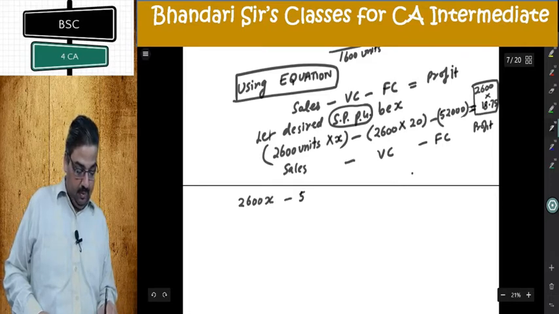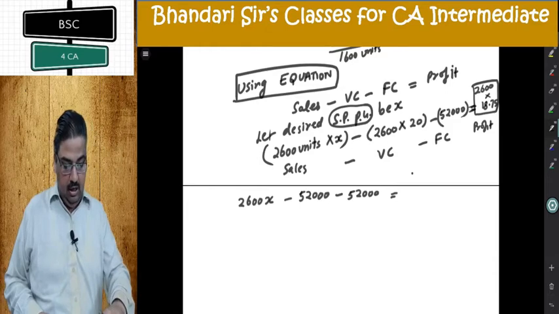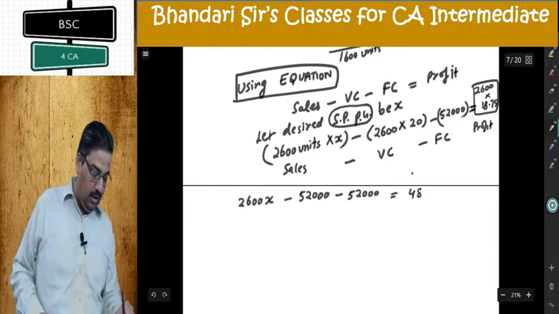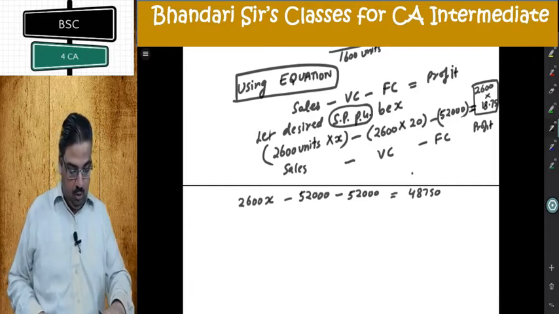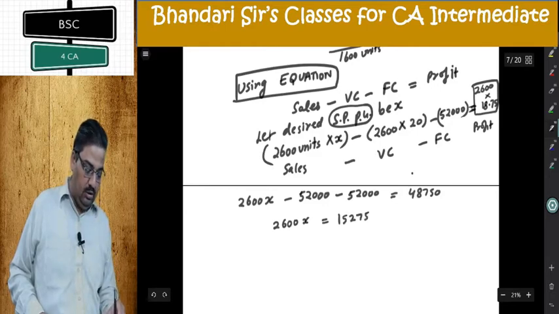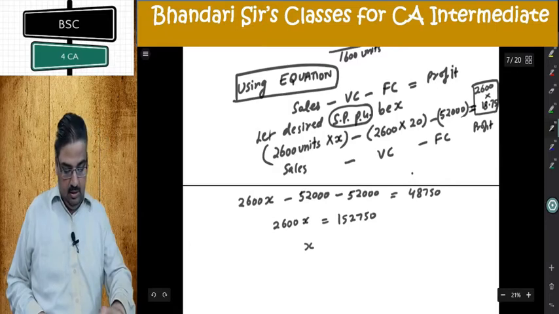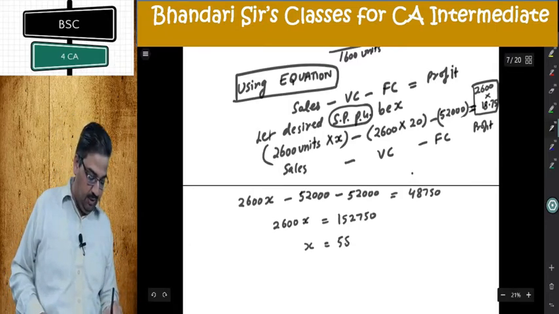2600x minus 52,000, again minus 52,000, 2600 into 18.75, 48750. In this I add 1,04,000. 2600x is equal to 1,52,750, divided by 2600. So 58.75 should be my selling price.